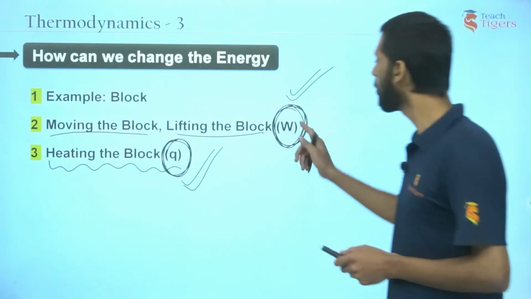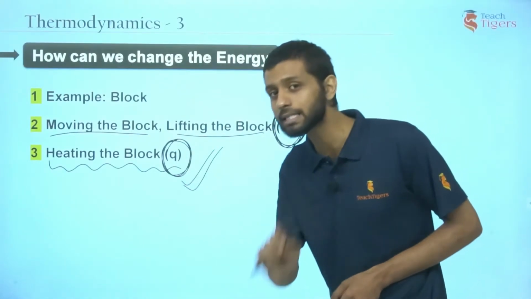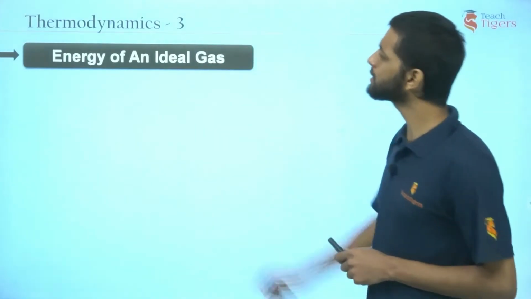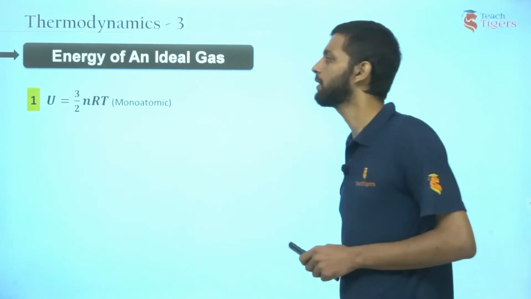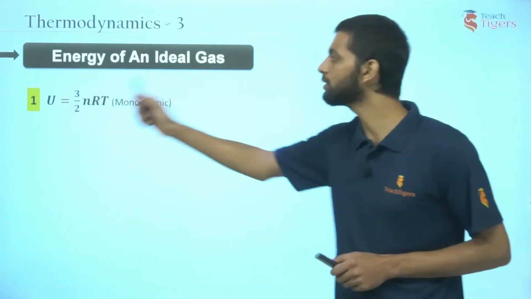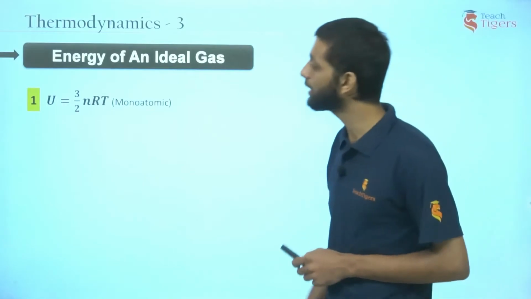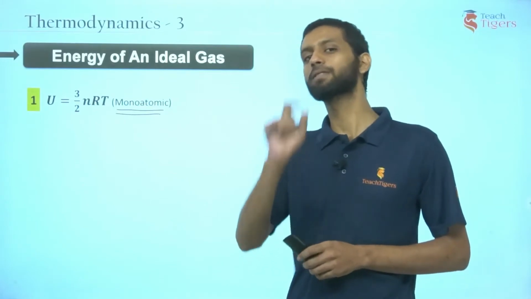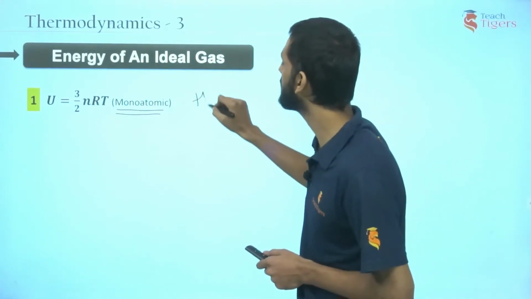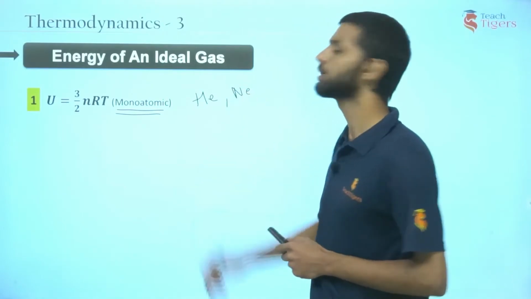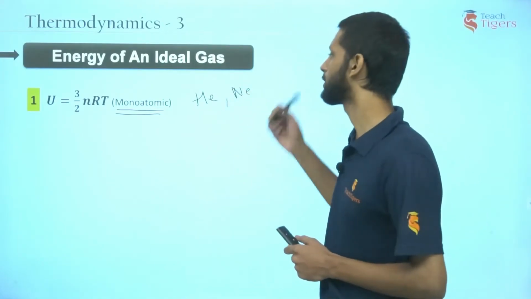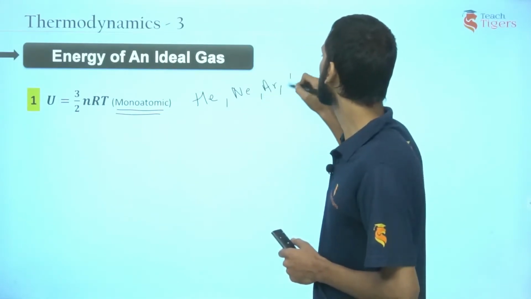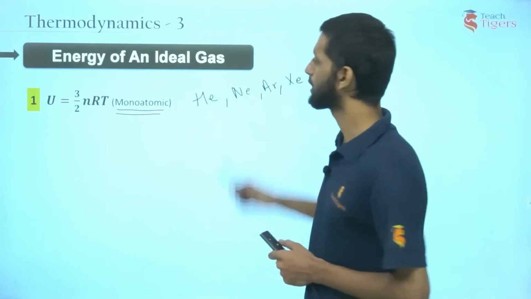Now we want to talk more about work, more about heat. We want to understand them properly before moving on. So I'll just quickly mention the internal energy of an ideal gas, which is monoatomic. What does monoatomic mean? It means a gas made up of single atomic particles. Example would be helium, example would be neon. Most ideal gases are monoatomic. Actually, all ideal gases are monoatomic. There is argon, there is xenon. All these ideal gases are monoatomic.